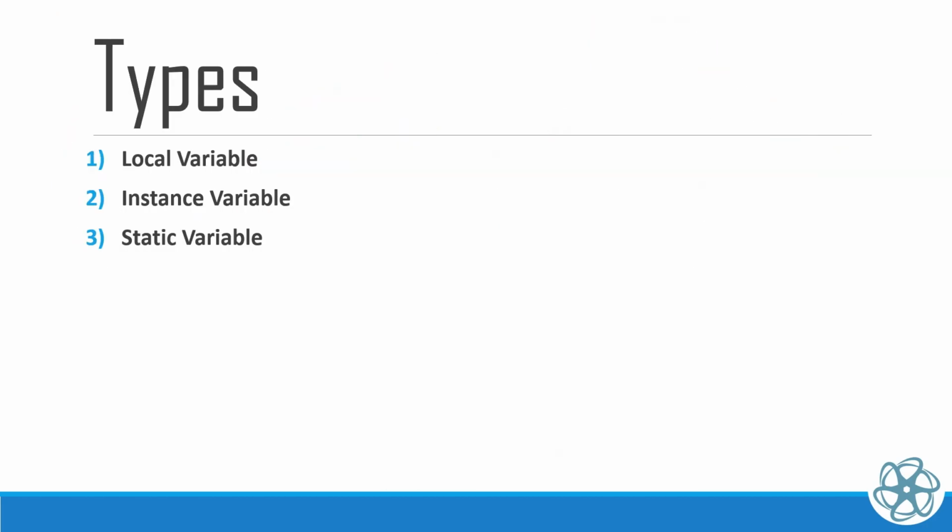So let's discuss the types of the variables. So what are the types of variables? There are three types of variables: local variable, instance variable, and static variable. Different types of variables we use in different situations.